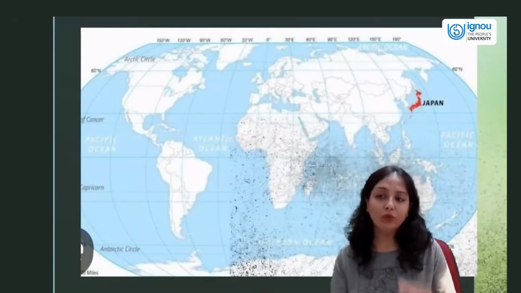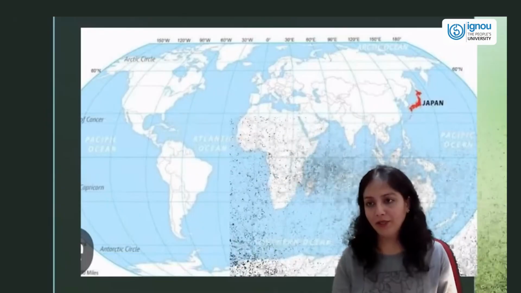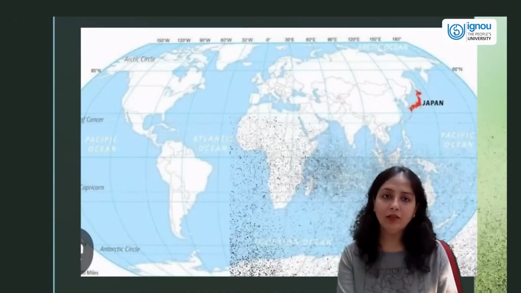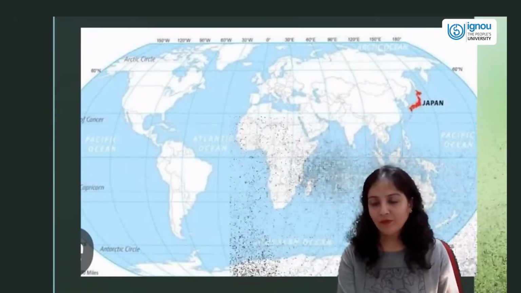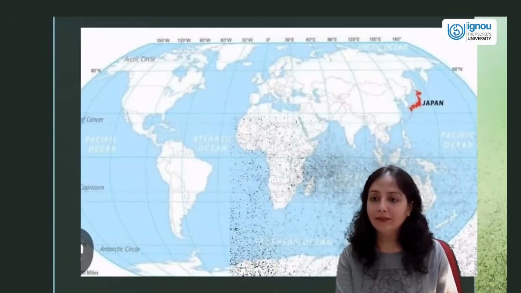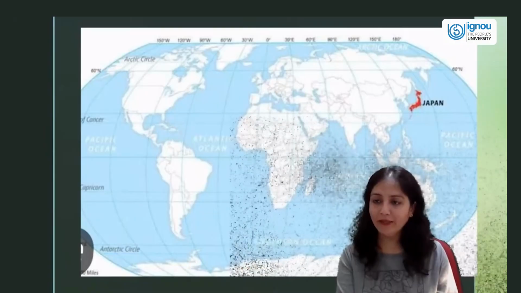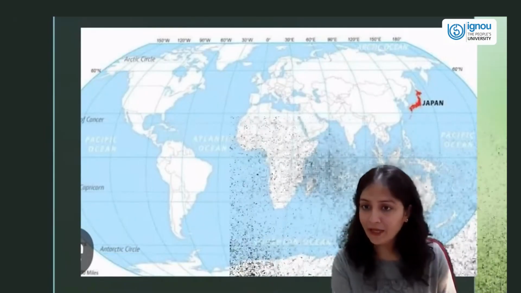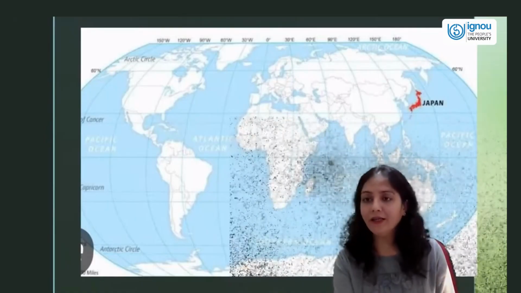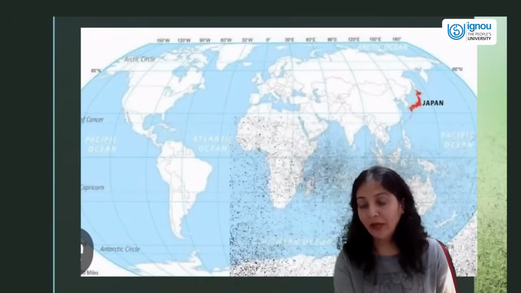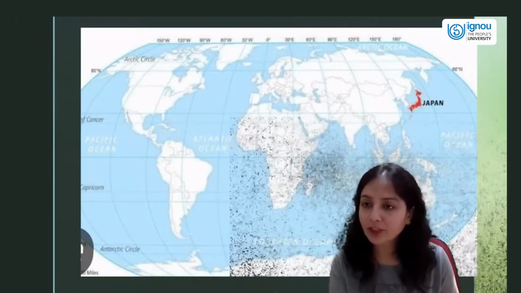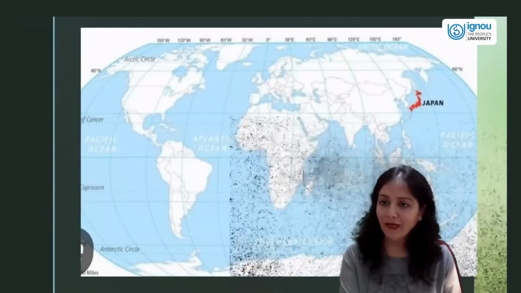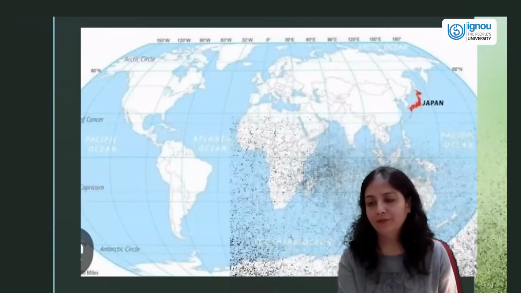Now on screen you can see the map of Japan. You can see a very small country, Japan, if you look at the world map. Yes, you can see the connection of Japan with other areas, and how far it is from India, and how far it is from China, Korea, Taiwan, and so on.